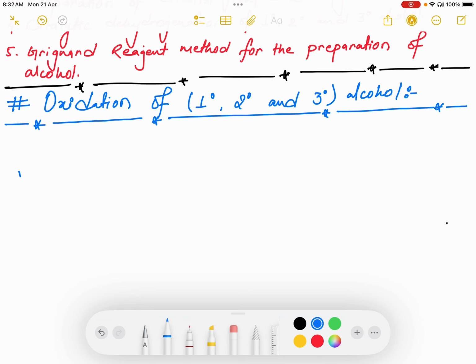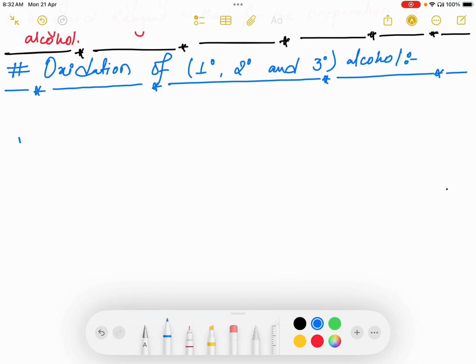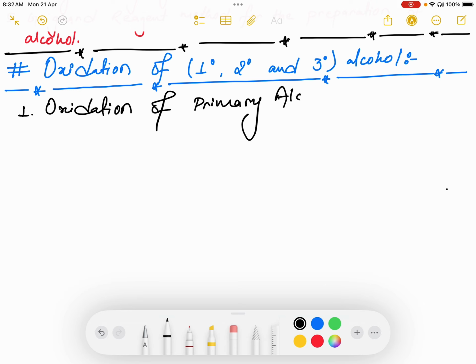So let's move on to what will happen when we oxidize 1 degree, 2 degree, or 3 degree alcohol. You might very well know that the strongest oxidizing agents are KMnO4 or K2Cr2O7. So let's move on to the first heading, that is oxidation of primary alcohol, which we also call 1 degree alcohol. So what will happen when we oxidize primary alcohol?